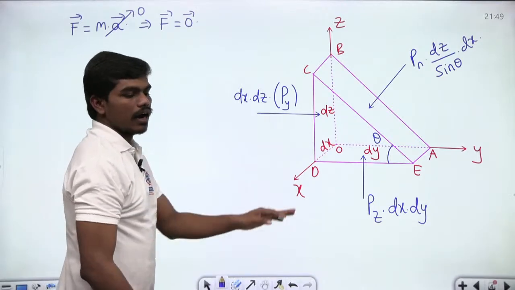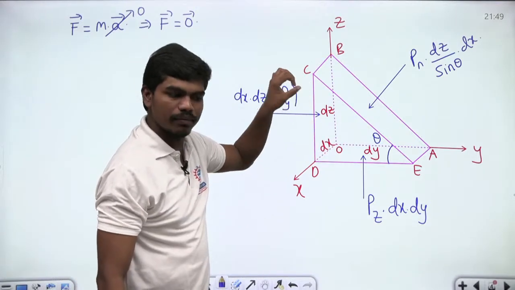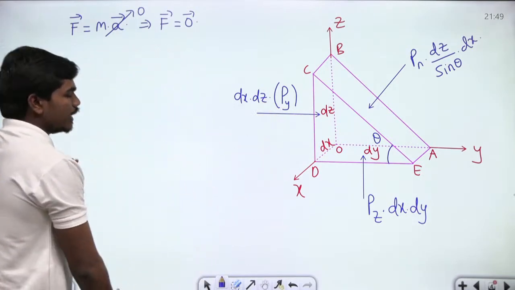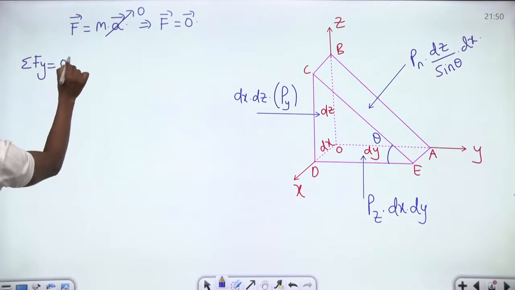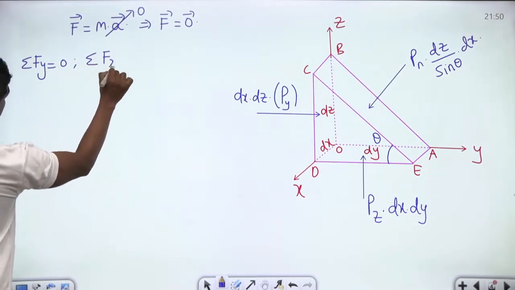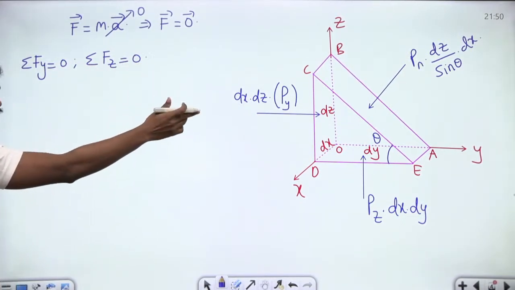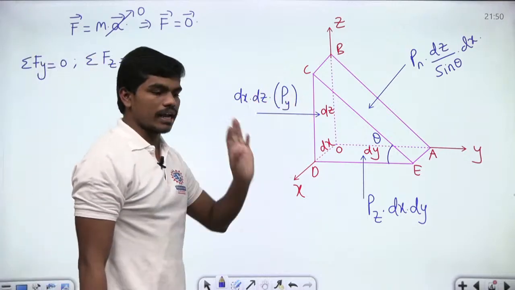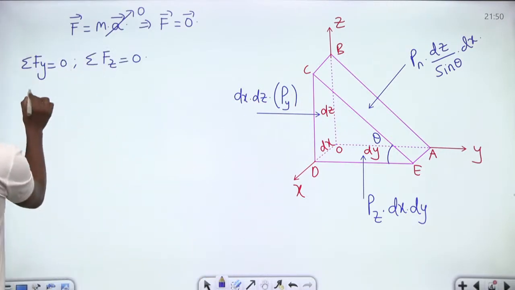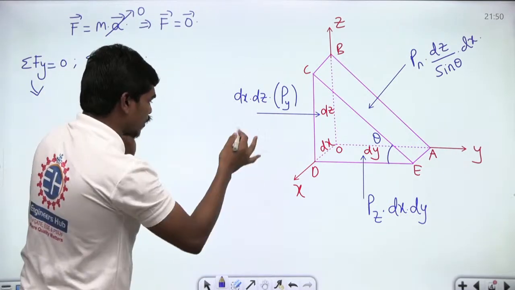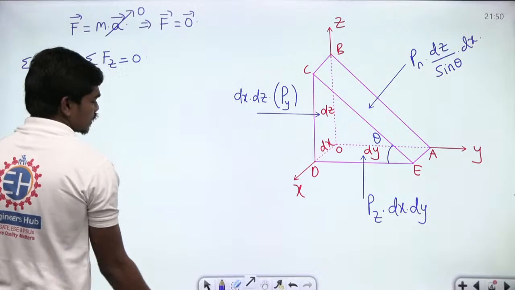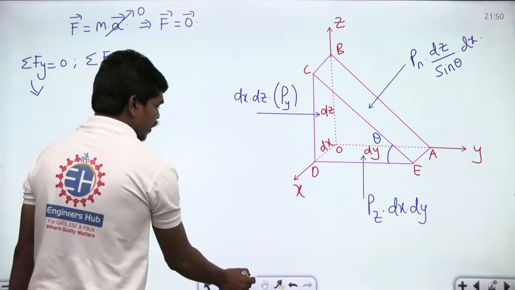Now, under the action of these forces, this fluid element is static. So if this fluid element is static, then definitely sigma Fy has to be 0 and sigma Fz also has to be 0. Correct? And sigma Fx is anyhow 0 irrespective of these dimensions. Now see here. Let us consider sigma Fy equal to 0. Let us try to plot all these forces in a concurrent force system.